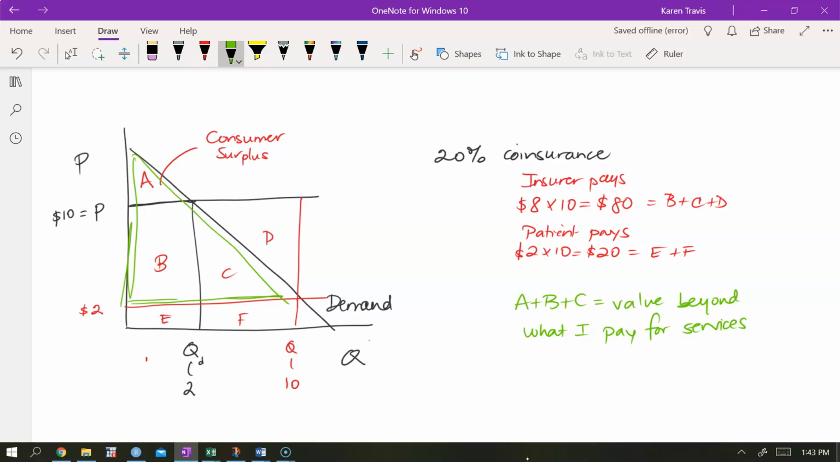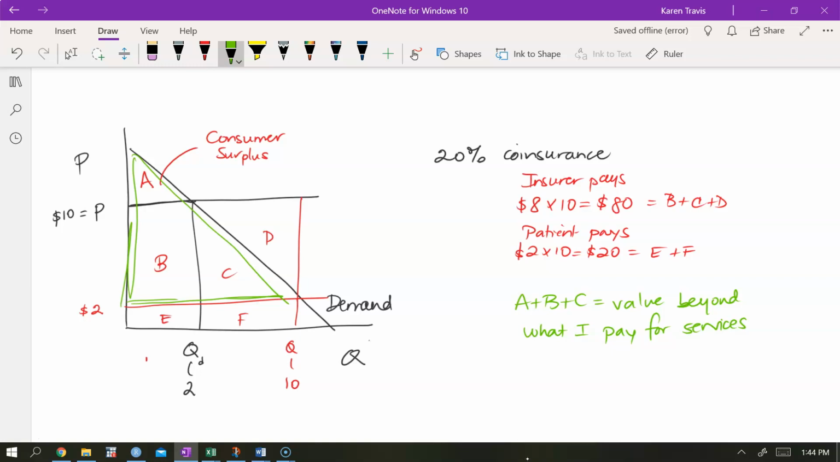The insurance company has paid B and C. So basically what's happened there is the insurance company has picked up the tab for something that I do value, B and C. The problem is area D is paid by the insurance company and it's in excess of how much I value the care. So area D is partly the way we think about the moral hazard: I've consumed more than I genuinely think it's worth to me to have that care. However, notice I'm still getting area A.